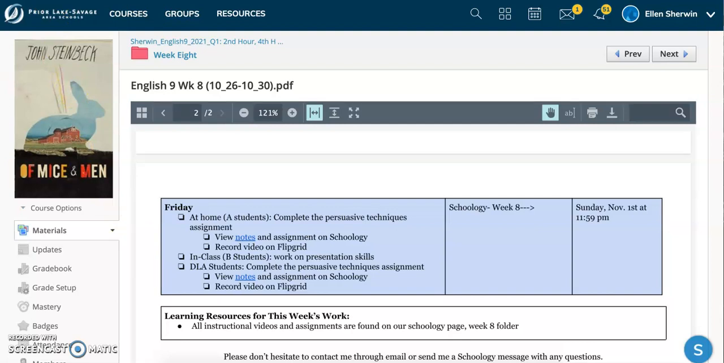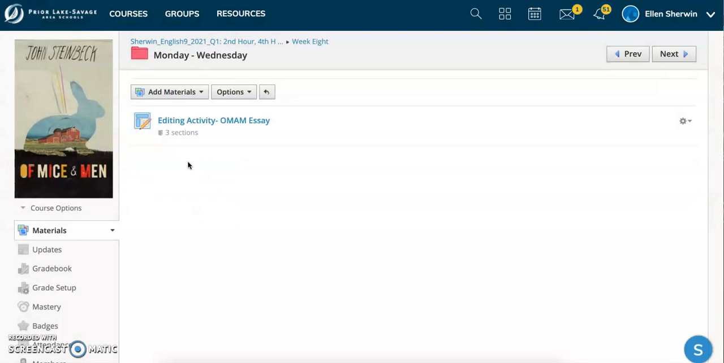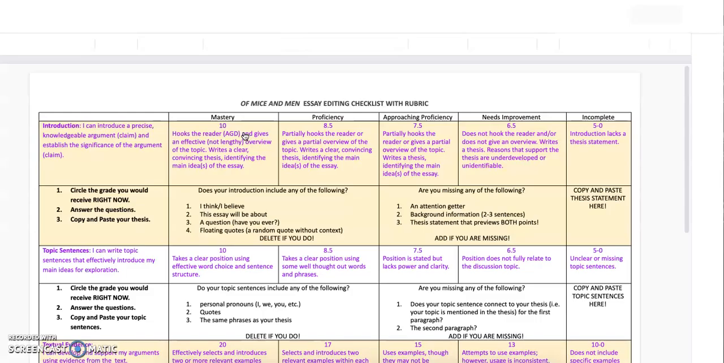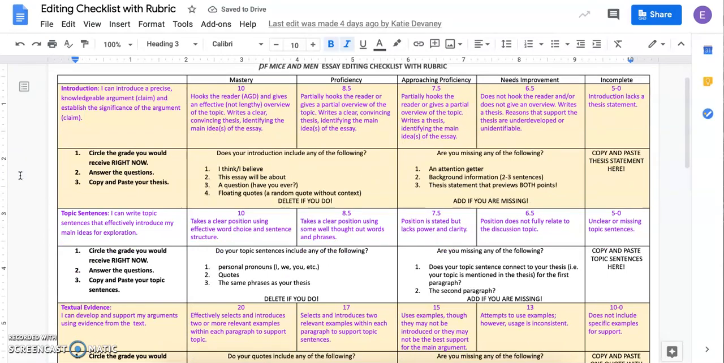Otherwise, this week, and let me go back, Monday and Wednesday, the editing activity is here, and this is due by Wednesday night as well. This is the rubric that we use to edit our Of Mice and Men paper. Notice that everything in purple is the rubric itself, and it's broken down by the criteria that you're graded on. But then the black writing is things to check your grading and to follow instructions.